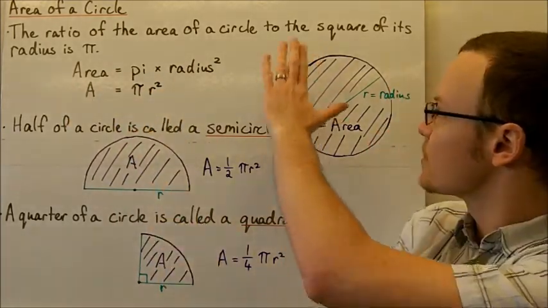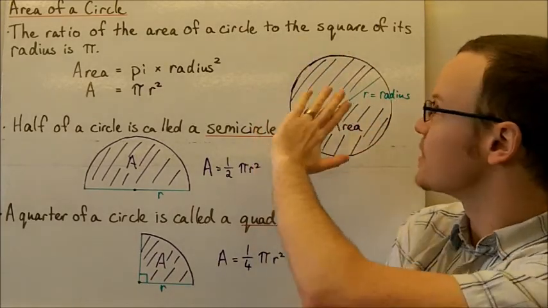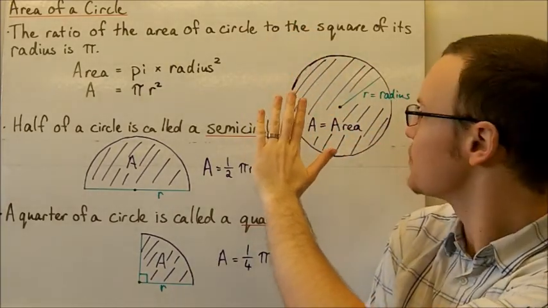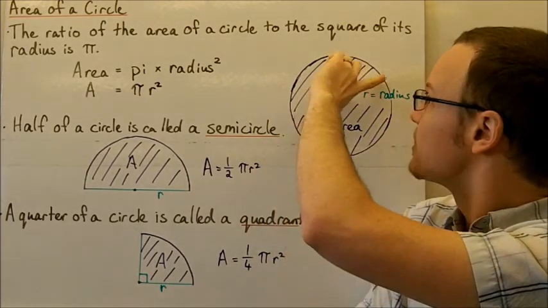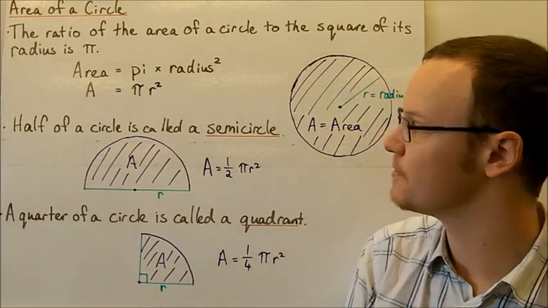The area of a circle is the shaded part here, the entire surface of a circle, and the radius is the distance from the centre to the outside edge, to the circumference.